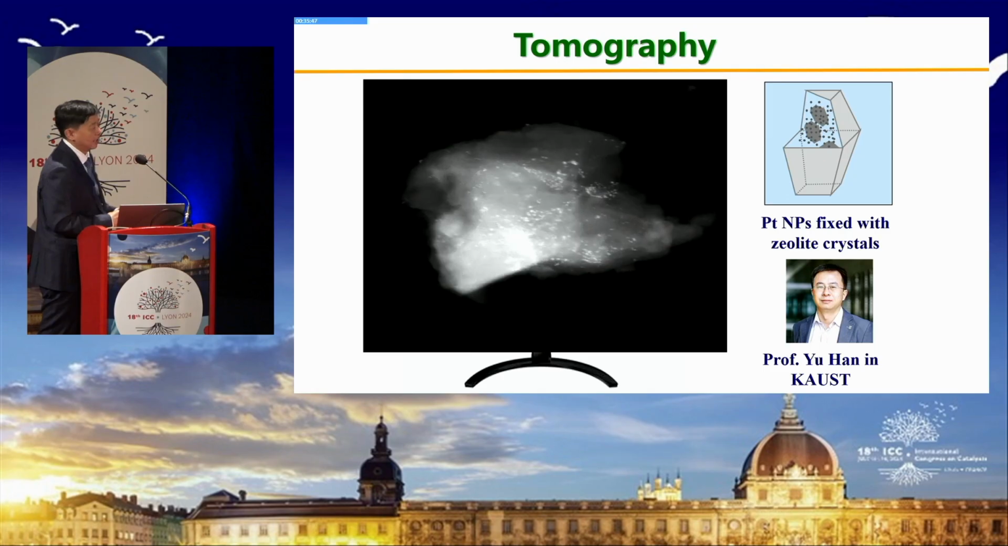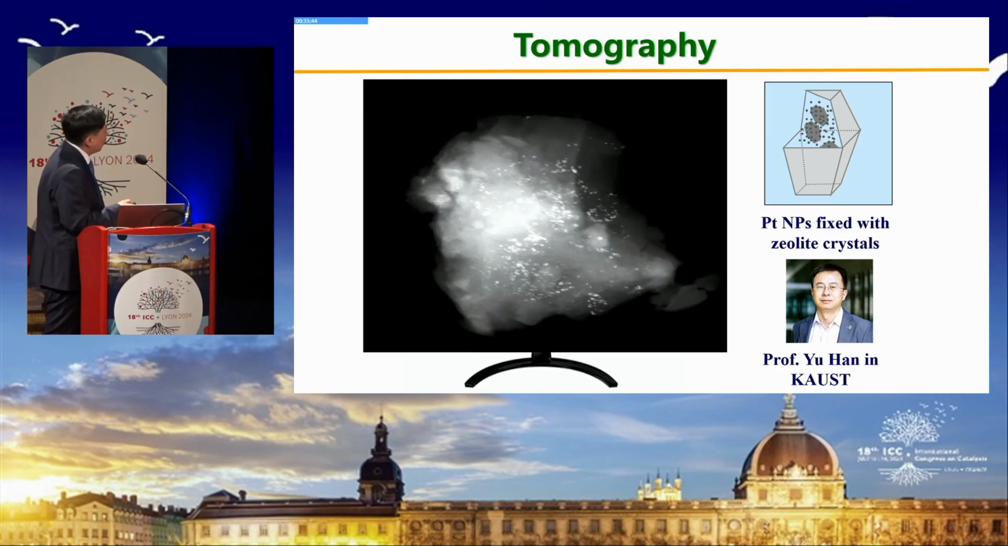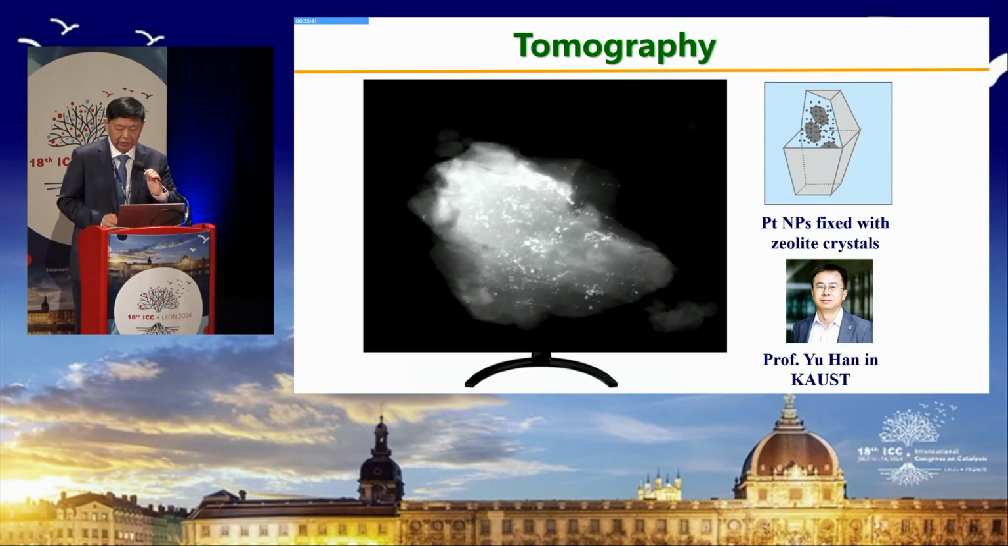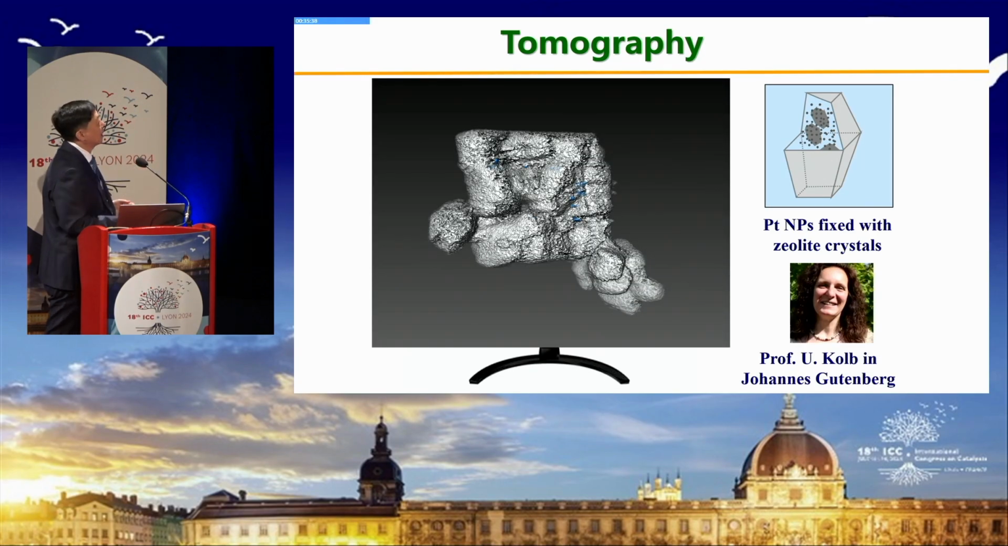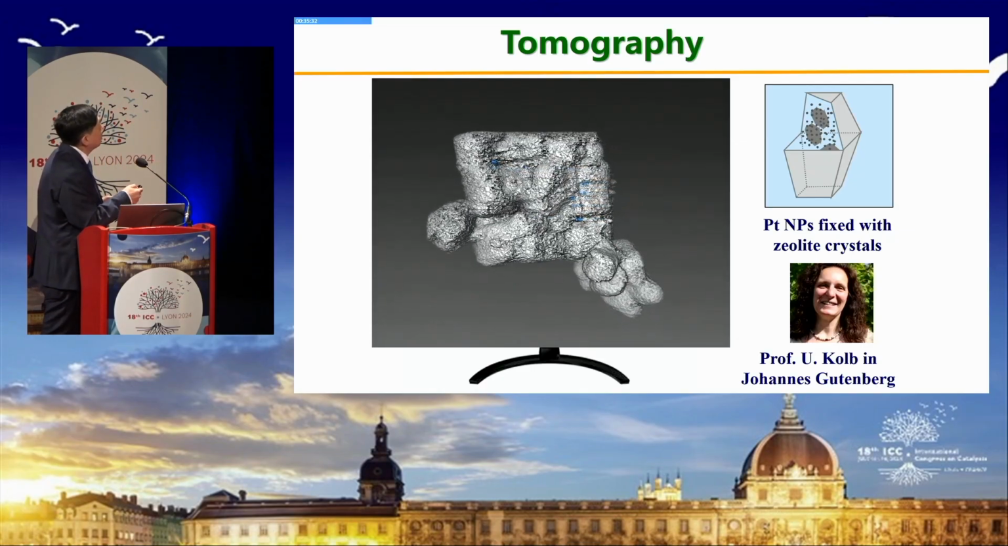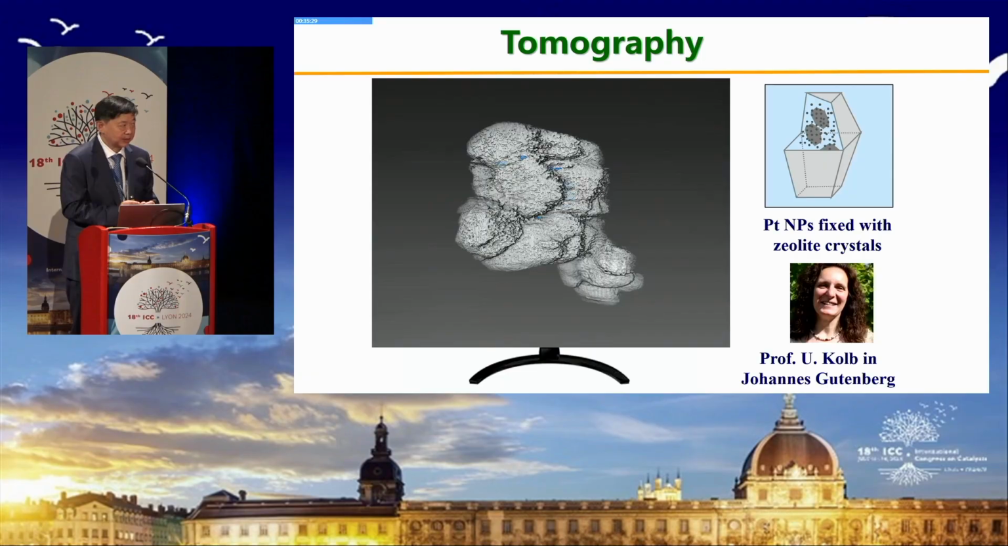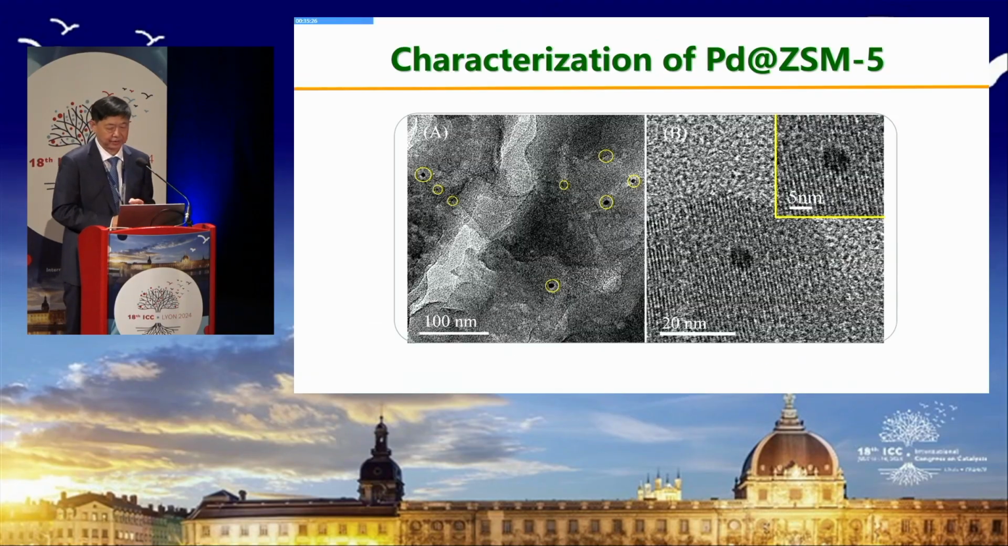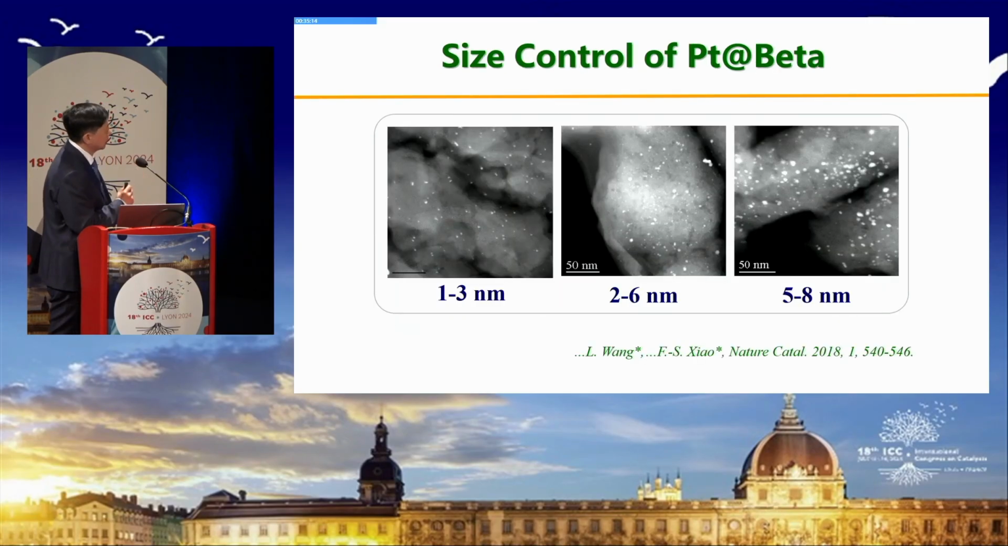Here you can see this tomography: all the nanoparticles are fixed within the zeolite crystal. We also asked a world-top professor, and you can also find the nanoparticles fixed just inside the zeolite crystals. Also from TEM, you can find this crystal fixed within the zeolite crystal. This is a nanoparticle fixed within the crystal. The size of the nanoparticle is also easy to control, from 1 to 3 nanometer, even 5 to 8 nanometer, even 10 nanometer; different sizes we can control.